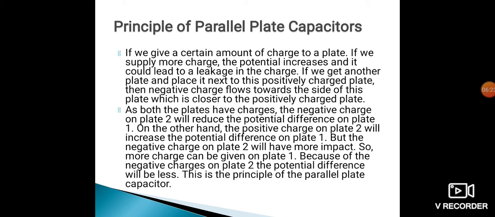Now as we go on increasing the charge across the capacitor, the stored energy goes on increasing. But after one particular point, a leakage charge starts flowing. If we get another plate and place it next to the positively charged plate, then the negative charge flows towards the side of this plate which is closer to the positively charged plate. Now, here we have leakage charges.